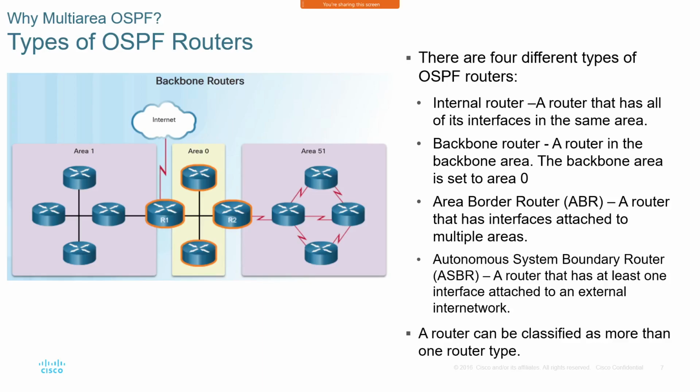How many ASBRs do we have here? Autonomous system border routers. Boundary routers. 1, which is router 1. It's the only one that provides us a way out of the same OSPF routing protocol. Okay. Now, it's important to note that a router can be classified as more than one router type. So router 1 here is ABR and ASBR. Okay. So a router can be multiple things at the same time. Doesn't really matter, right?